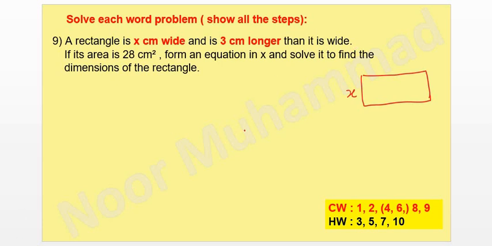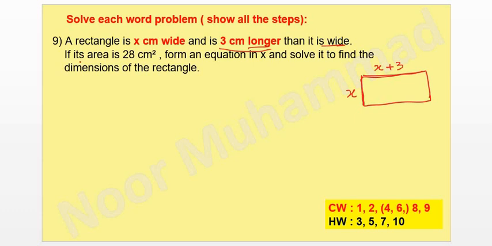Okay, now how long is it? 3 centimeters longer. It means if you go to the longer side, how much is it? 3 centimeters more than the width. So it will be x plus 3. Do you understand? The width, the smaller side of the rectangle, is x centimeters. When you go to the longer side, the length is 3 centimeters more than its width. Right? So it will become x plus 3.